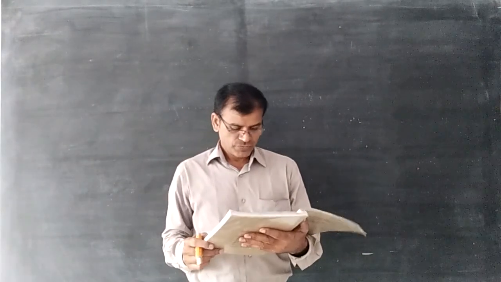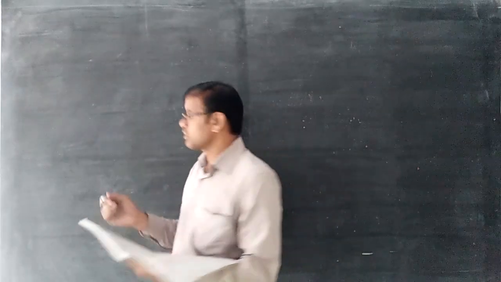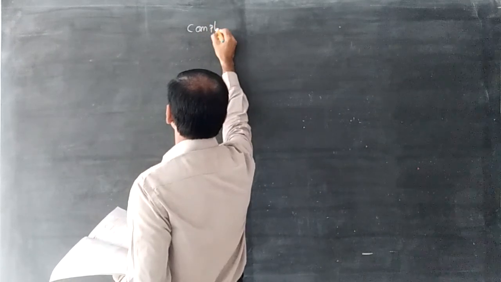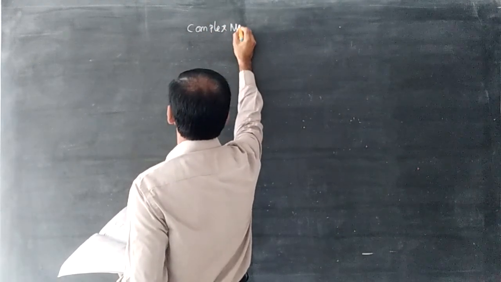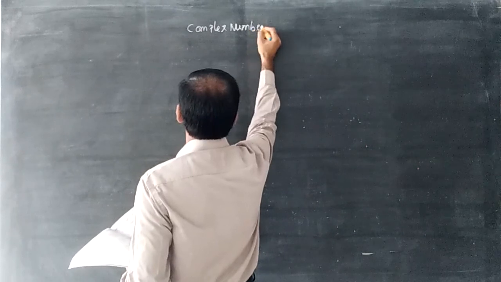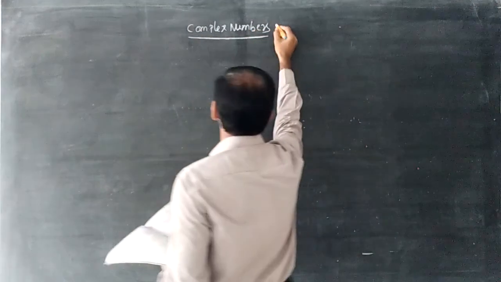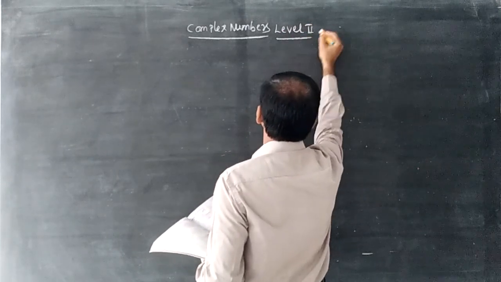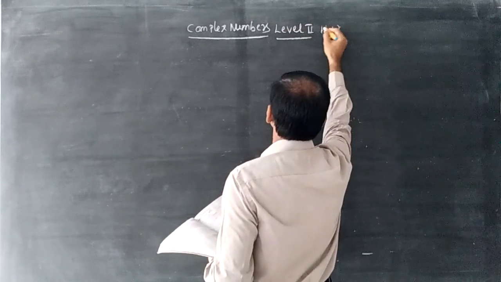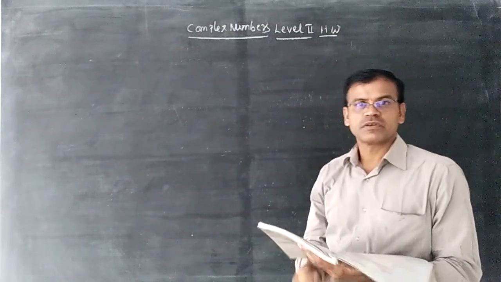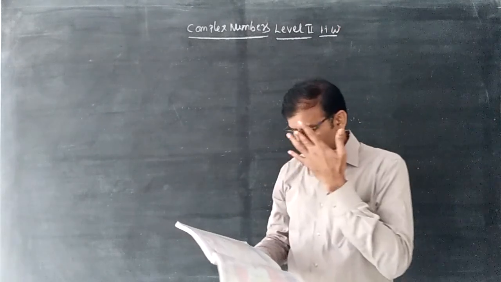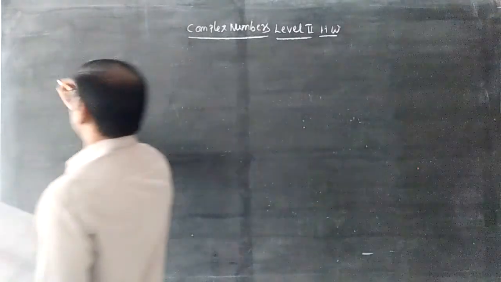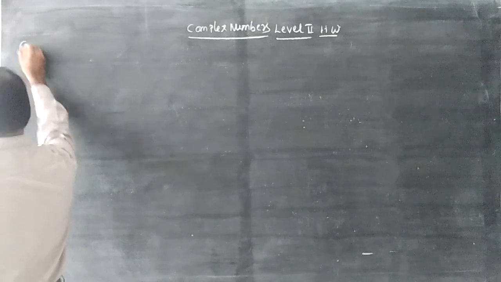Dear students, we are handling the topic complex numbers. Complex numbers level 2 homework is going on. In the previous class, we completed 15 sums. Now let us discuss from the 16th question onwards today.